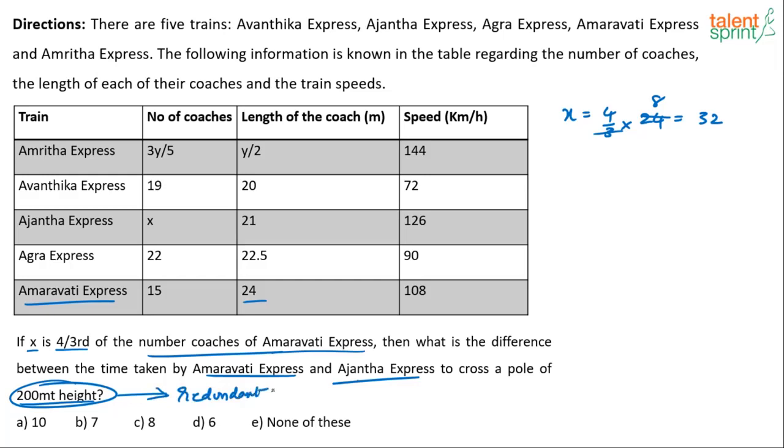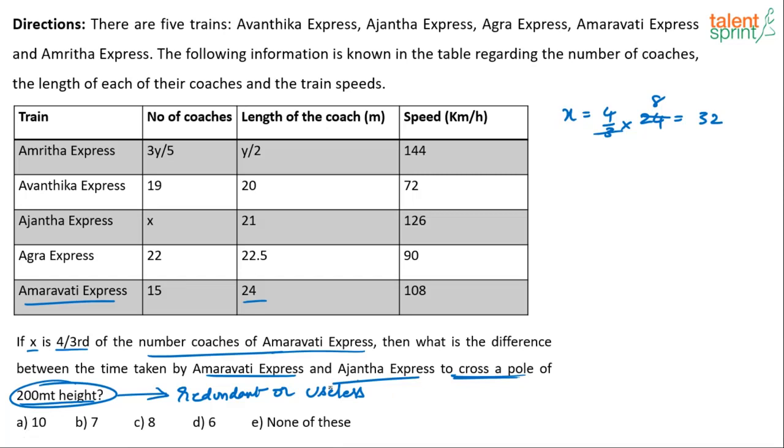It is useless. It is not required for solving the question. Don't get confused. Whether the pole is 200 meters high or 400 kilometers long, or 20 meters high, or 10,000 meters high, doesn't matter. Because when you're crossing a pole, it's like crossing a man. It's like crossing a point. It's like crossing a flag post. So the length of the pole does not matter.